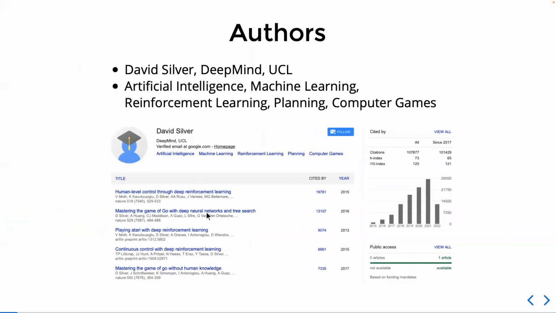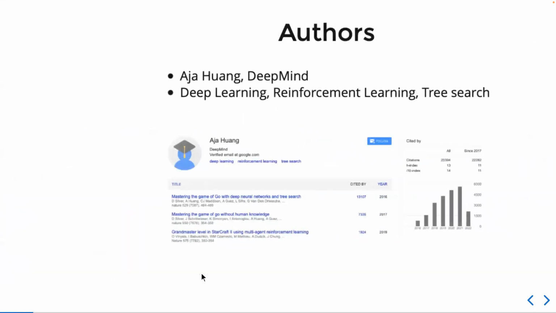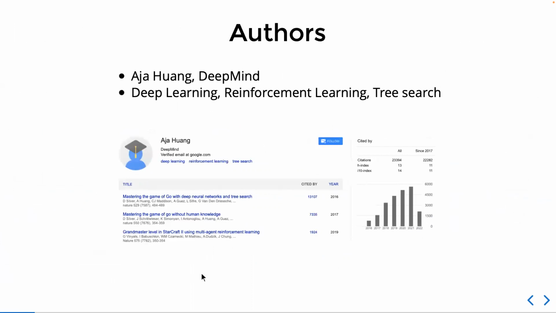And this is AlphaGo. And the next year, they published AlphaZero. This is the second co-first author. His research interests are deep learning, reinforcement learning. He's also interested in tree search.